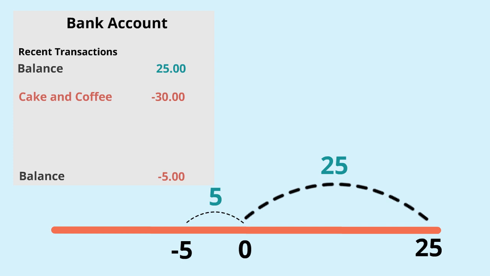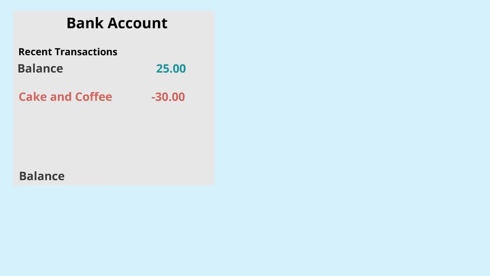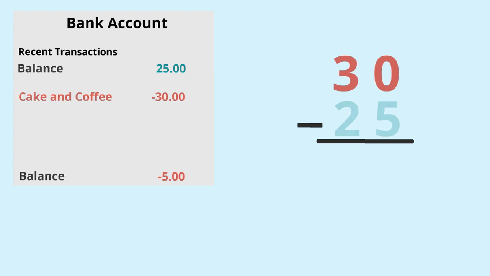Now there is a second way of solving these ones. It is quicker and easier, but you really have to understand positive and negative numbers really well. Otherwise, you're going to get confused. For this way, we can use a sum. We say 30 minus 25 to find out what the difference between our two numbers is, and we get 5.